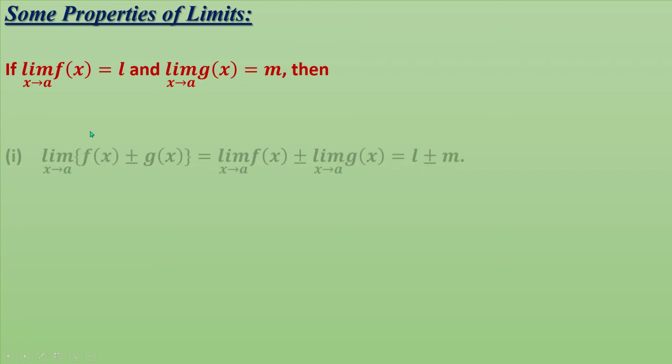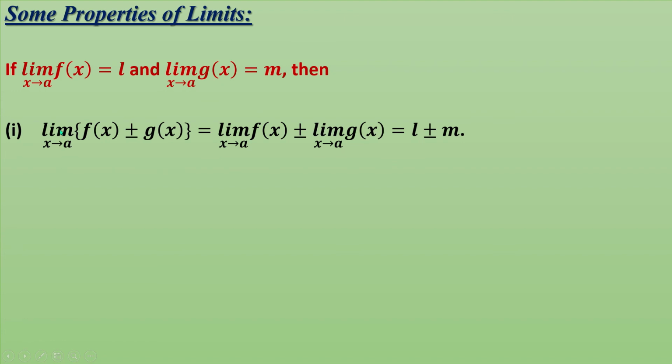Some properties of limits. Let the limit as x tends to a of f of x be equal to L, and the limit as x tends to a of g of x be equal to M. Then we can write the limit as x tends to a of f of x plus or minus g of x as the limit as x tends to a of f of x plus or minus the limit as x tends to a of g of x. As the limit of f of x is equal to L, we can write L, and this equal to M. Clear?